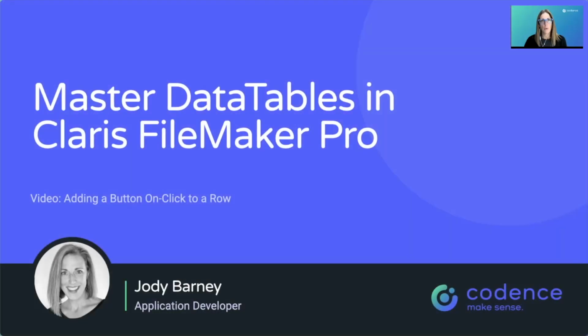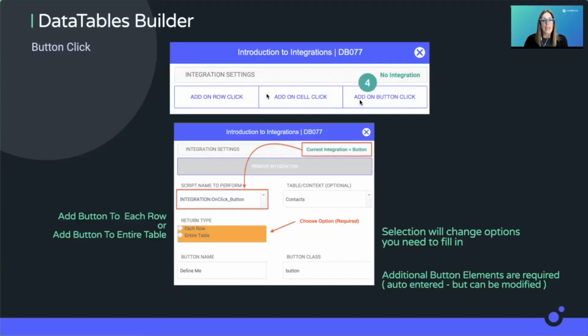Now that we know how to do a row click and a cell click, we're going to add a button click to each row. Let's take a peek at that. So again, we're talking about in the builder choosing this option for the button click. And when you get presented here, you're going to be told I'm a button and I'm using the on button integration script. And then down here, we have this choice of, again, each row or the entire table. So in this lesson, we're going to be looking at the each row feature.